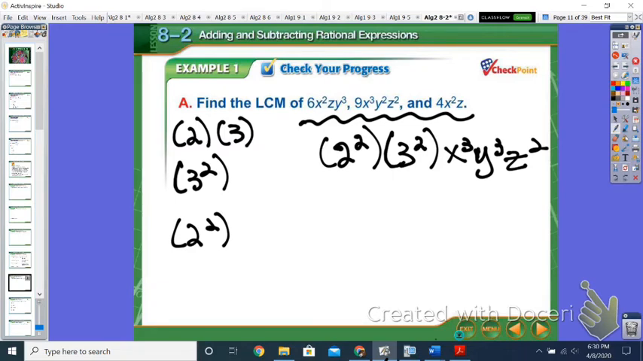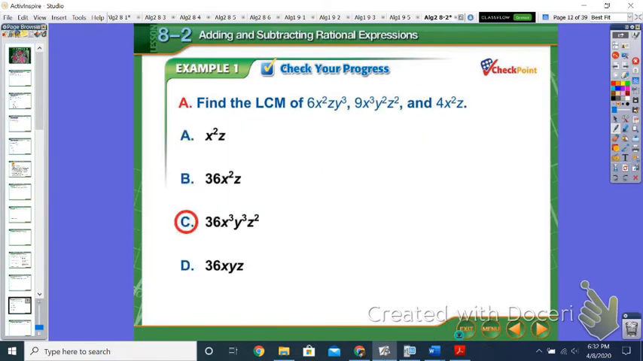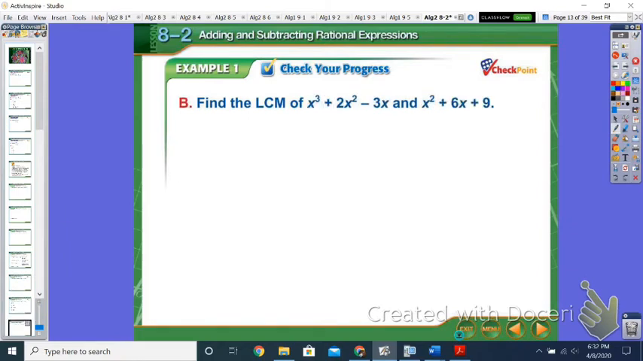2 squared's 4, 3 squared's 9, 4 times 9 is 36. So 36, x cubed, y cubed, z squared. Oh boy, all over the place today. 36, x cubed, y cubed, z squared. Yeah, cool. All right, and then one more of these.